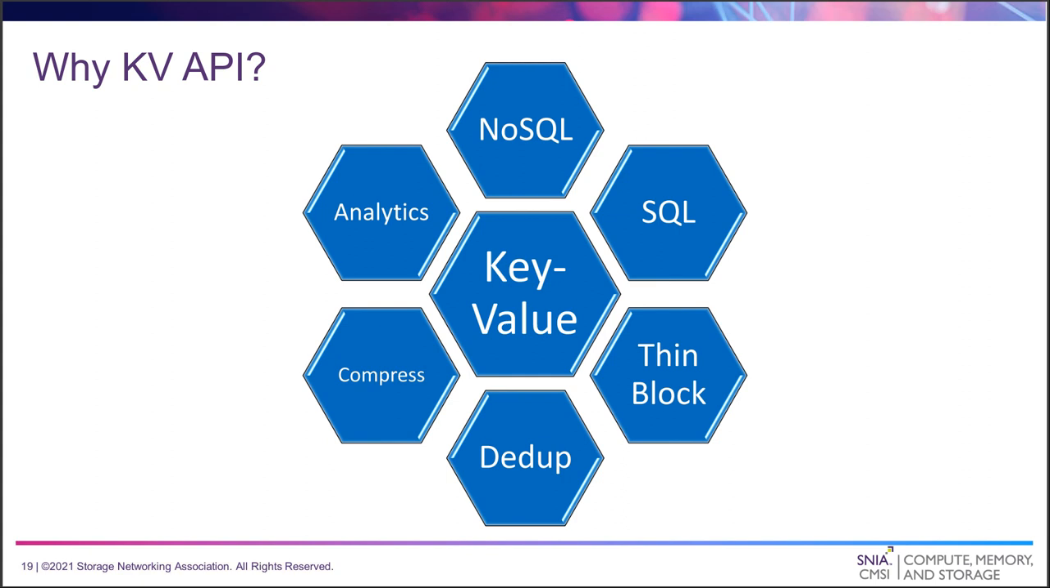First of all, what's key value? Let's define that. Key value is an API which allows put and get and other operations on key value pairs. Key and the value are both strings of arbitrary length. Key value is not new.